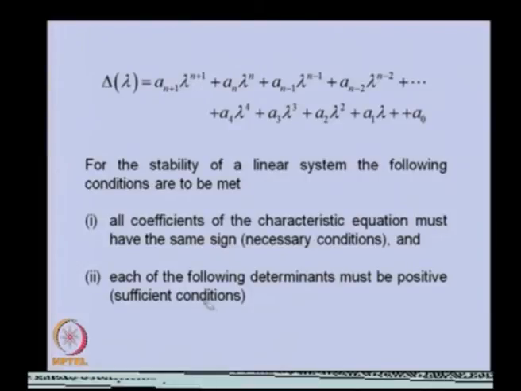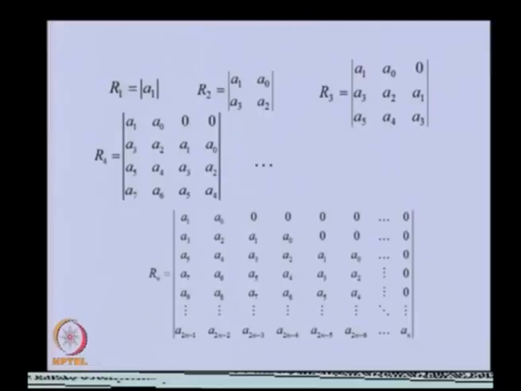For the sufficient condition, each of the following determinants must be positive. That means R1, R2, R3, R4, Rn, these are the determinants. If they are all positive, then the system is stable. You can see these are the coefficients of the polynomial, and if we take the determinants, they should be positive to have stability of the system. This is called the Routh-Hurwitz criteria.